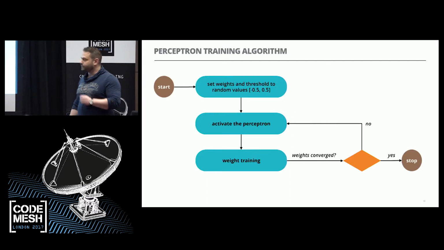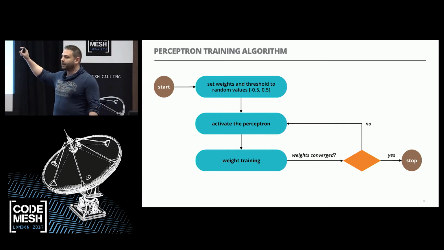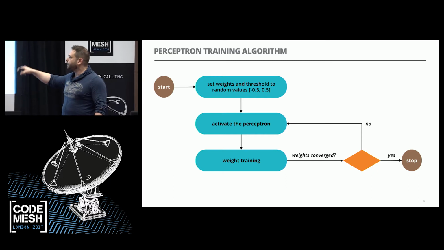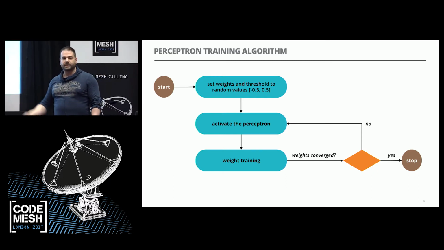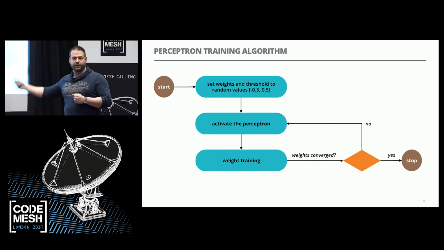This looks something like this. We set the weights and the threshold to some random values. Then we activate the perceptron. Basically, we show it an input, and we see what the output is. And then we're going to update those weights until those weights converge.